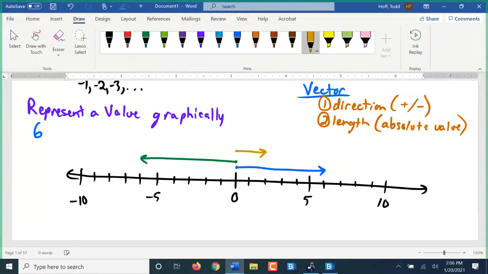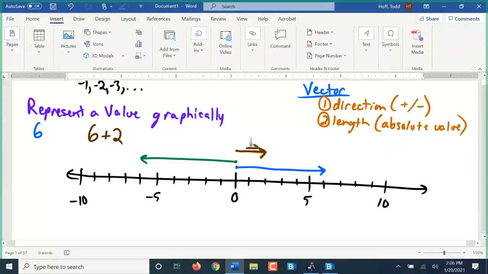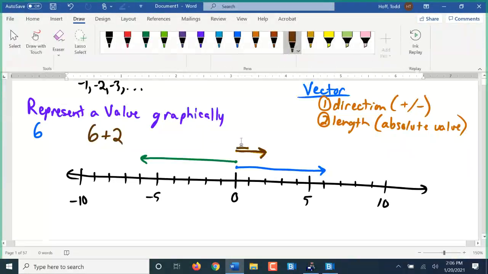So I put that vector out there. What does that vector represent? 2. Positive, and it has a length of 2, or an absolute value of 2. If I want to represent 6 plus 2, the way we mechanically do that is we take the vectors for 6 and 2 and we put them together. So I'm going to move the vector for 2 here, put it on the end of the vector for 6.